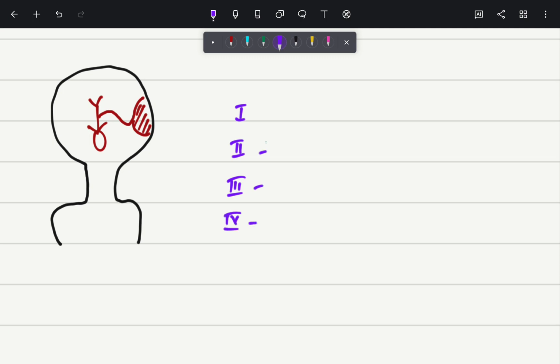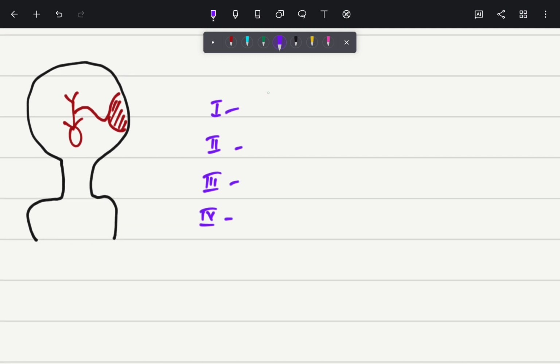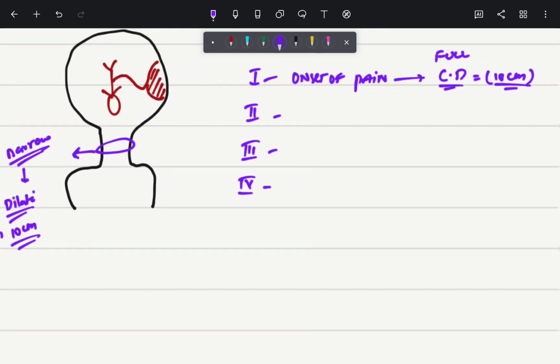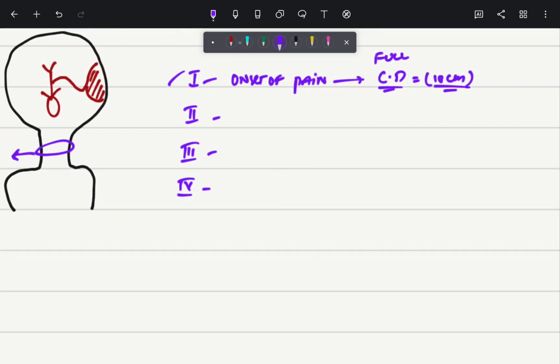Okay, so the stages of labor is divided into 4 stages: 1, 2, 3, and the 4. So first stage of labor is nothing but from the onset of pain. The patient will complain, I am having pain, up to full cervical dilatation, that is up to 10 centimeters. Now what is this cervical dilatation? As you can see here, the cervix is very narrow here. So this narrow cervix have to dilate in order to accommodate the baby's head, right? So it will dilate up to 10 centimeters, which is called as your full cervical dilatation. Okay, that is the first stage of labor.